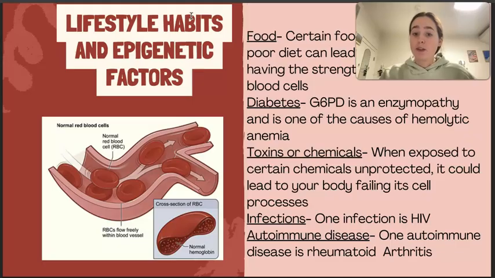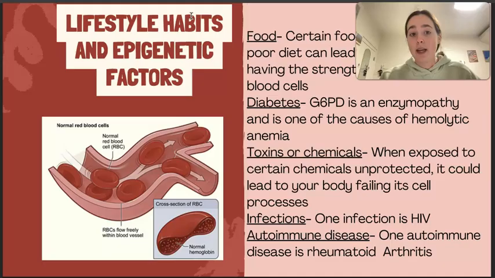Toxins or chemicals. When exposed to certain chemicals unprotected, it could lead to your body failing its cell processes. As you know, unprotected exposure to radiation and some of these things are not good for your body at all. So make sure you're always protected when you're going to places with very strong radiation or chemicals, to make sure you don't develop hemolytic anemia, or anything in general.